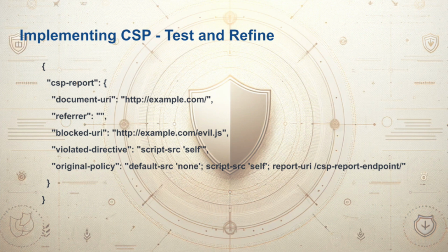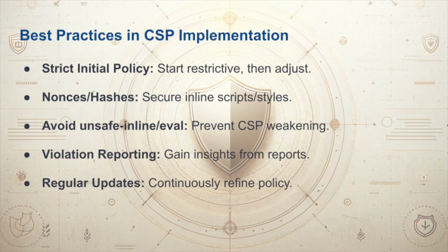We start with CSP in report-only mode, where the policy monitors but doesn't block, sending reports on potential violations. This safe testing phase allows us to refine our CSP based on real feedback, ensuring it's effective without disrupting the site. For instance, a report might flag an external script trying to load, helping us adjust our policy to either allow it if it's safe or reinforce the block if it's not. We start with a tight policy, creating a strong initial defense that we can tweak for flexibility as needed.